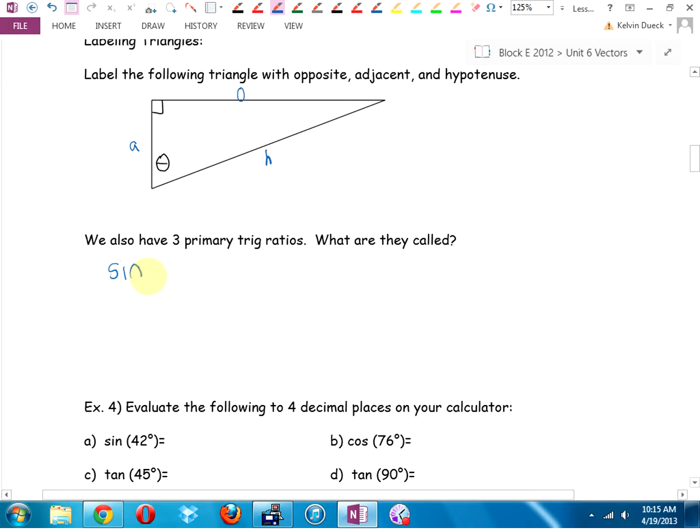What's the next one? Cosine, abbreviated cos. Tangent, abbreviated tan.